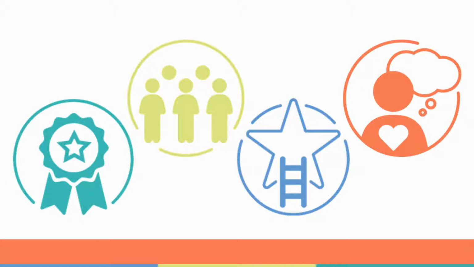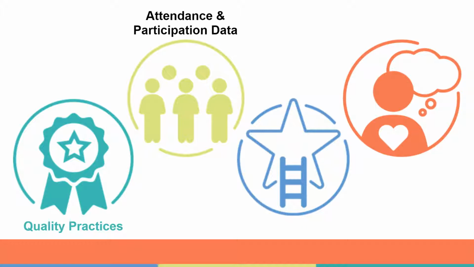Separating data into 4 distinct categories helps us determine whether or not our site is collecting diverse information. The 4 suggested data categories are quality practices, attendance and participation data, youth outcomes data, and program experiences.